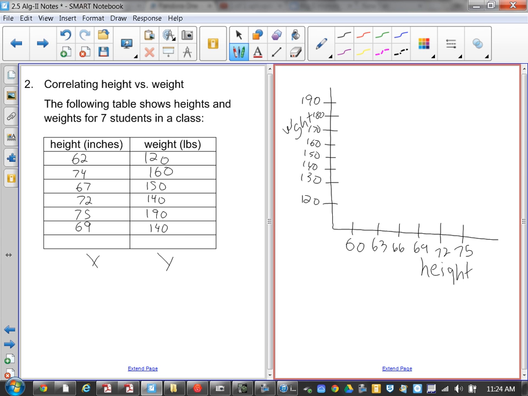Plot it. 62 and 120. 74 and 160. 67 and 150. 72, 140. 75, 190. 69 and 140. So for all intents and purposes, kind of cutting right through there, isn't it? As your height is increasing, your weight's increasing, more or less, if you will. Are we okay with that?